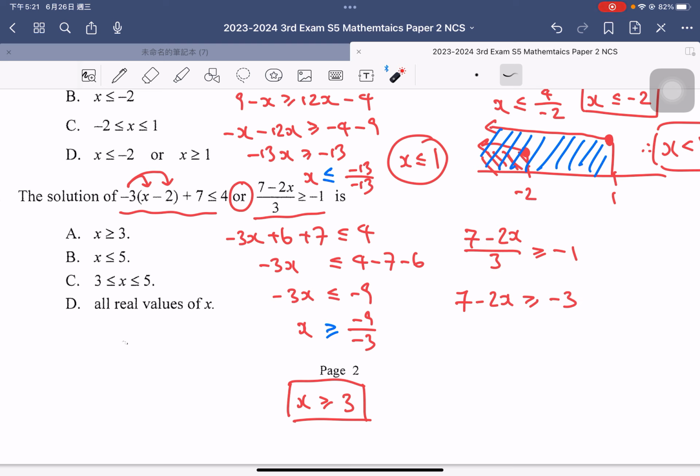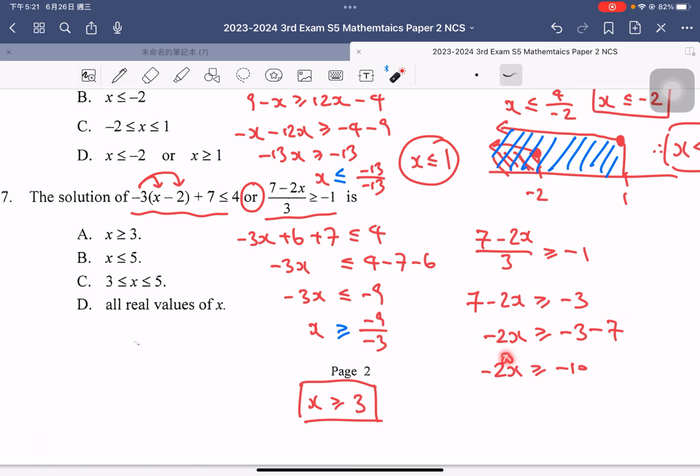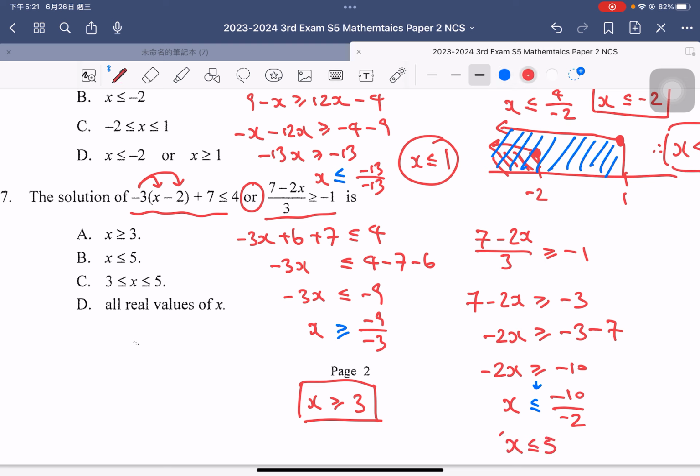And after that, we're moving something without x to the right-hand side. So I have negative 2x is greater or equal to negative 3 minus 7. So I have negative 2x greater or equal to negative 10. And now I don't want this negative 2. Originally it's times, moving to the right will become divide. So I have x should be negative 10 divided by negative 2. Again, as I have divided by a negative number, the sign should be changed to smaller or equal to. And do the simplification, then I have x is smaller or equal to 5.